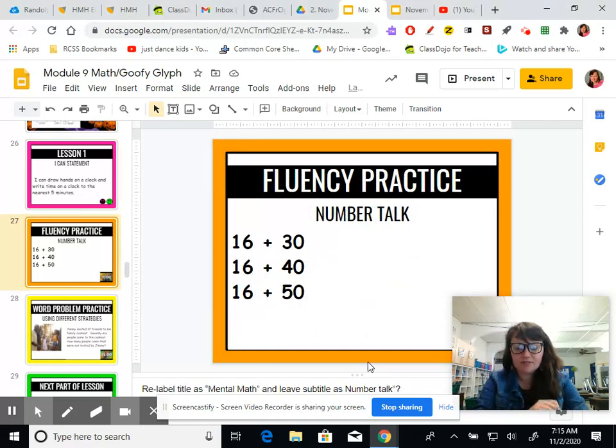Okay, so let's look at our number talk. We have 16 plus 30. If you got 46, you are correct. Give yourself a pat on the back. Next one, 16 plus 40. If you got 56, you are correct. Give yourself a pat on the back. Now last one, 16 plus 50. If you got 66, you are correct. Give yourself another pat on the back.